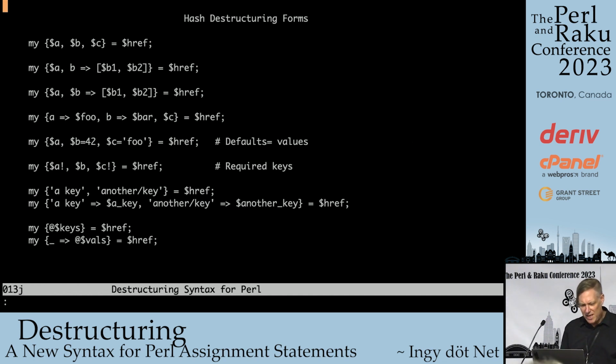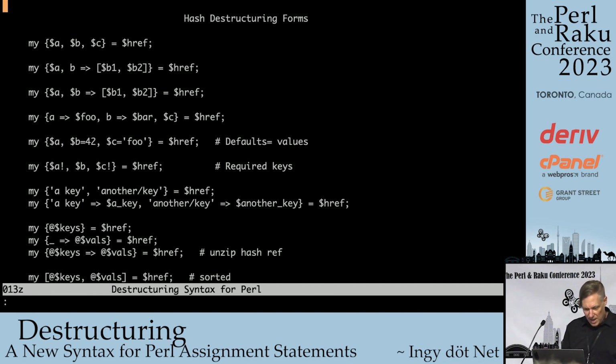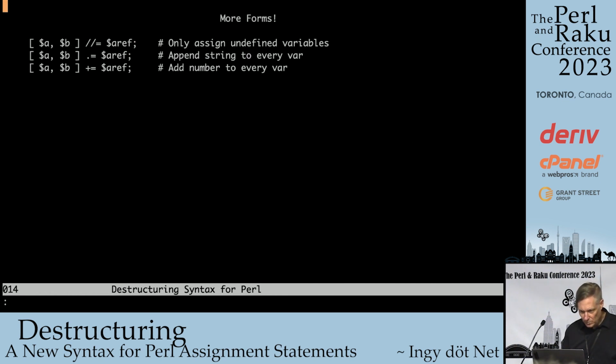Here's how you get all of the keys out of a hash ref. Here's how you get all the values. Here's how you get all of the keys and values in one statement into array refs. Here's how you get them sorted. Instead of curly braces, I use square braces around the whole thing, and they got sorted. And here's some new, crazier forms. So for all of the assignment statements, it should work, including not just equals, but slash equals and all those kind of things.